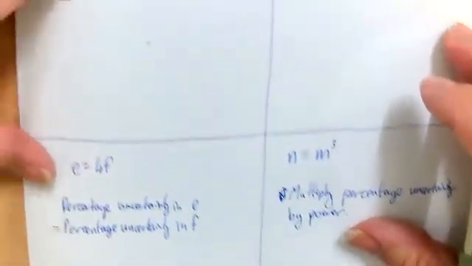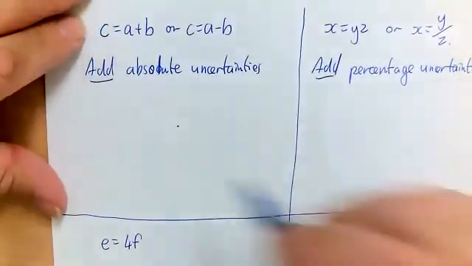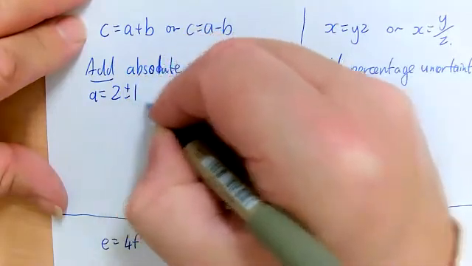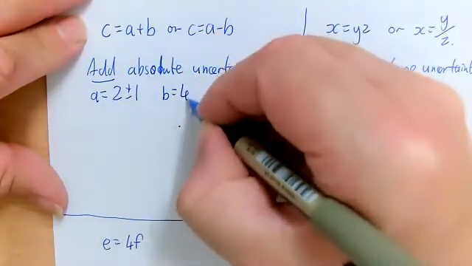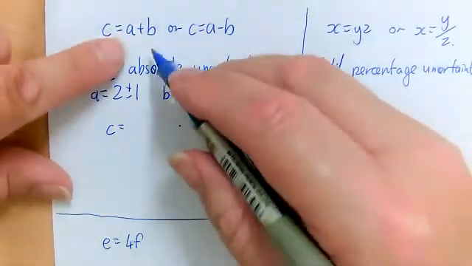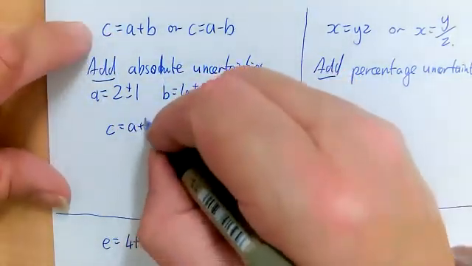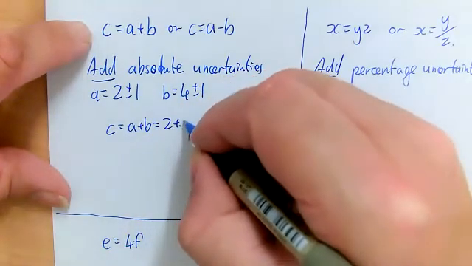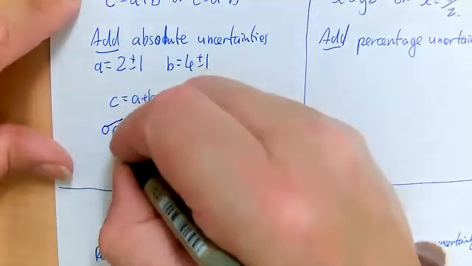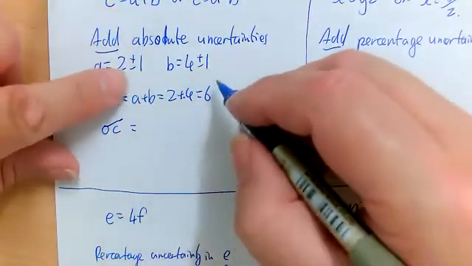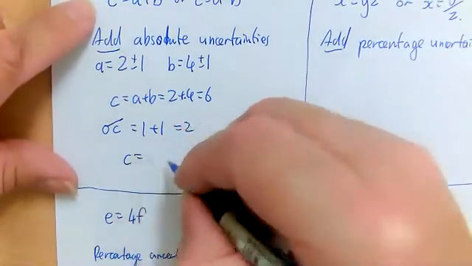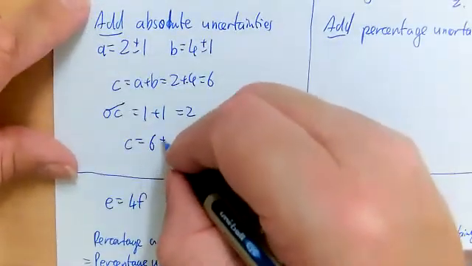So for example, if I go back and say that A is equal to 2 plus or minus 1, and B equals 4 plus or minus 1, then C equals A plus B, which is 2 plus 4, which is 6. The uncertainty in C is simply the addition of the two uncertainties, 1 plus 1, which is 2. So C would be 6 plus or minus 2.